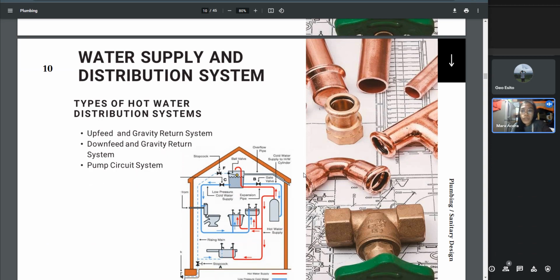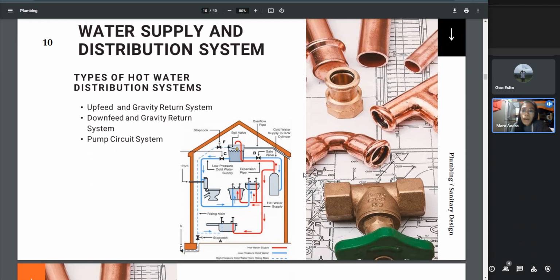Types of hot water distribution systems. The upfeed and gravity return system. With a continuing network of pipes to provide constant circulation of water, hot water rises on its own and does not need any pump for circulation.